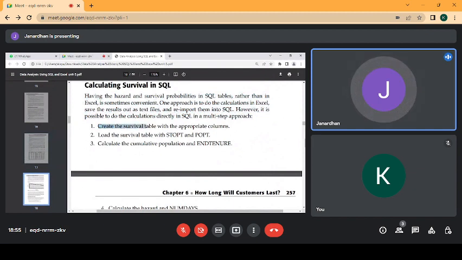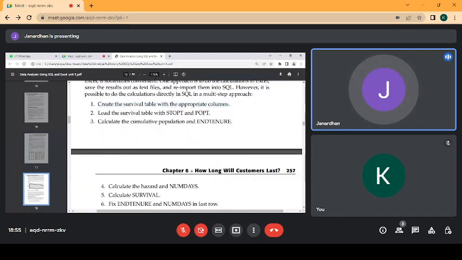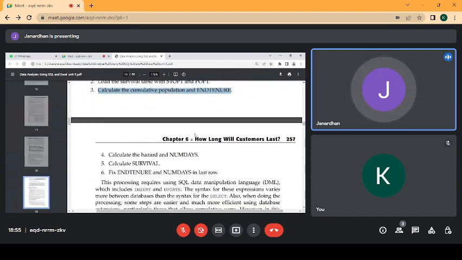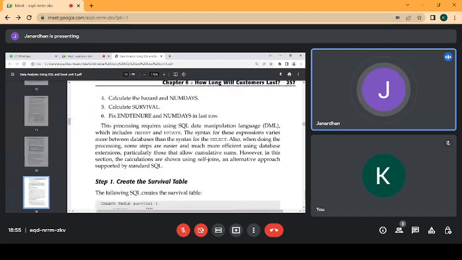First, create the survival table with appropriate columns. Next, load the survival table with STOPT and POPT. Then calculate the cumulative population and end tenure. Then calculate the hazard and num days. Next, calculate survival. Finally, fix end tenure and num days in the last row.